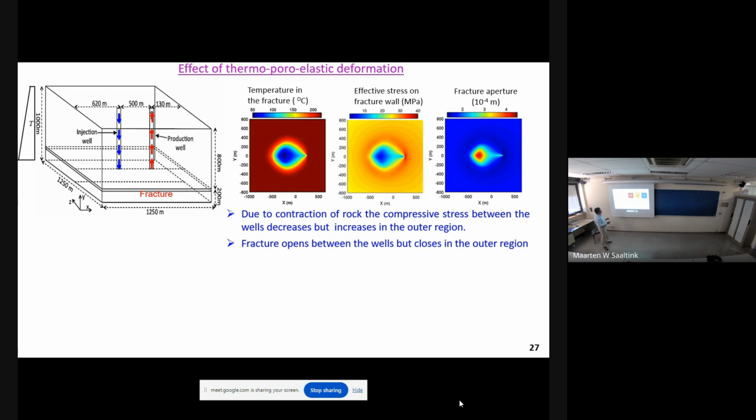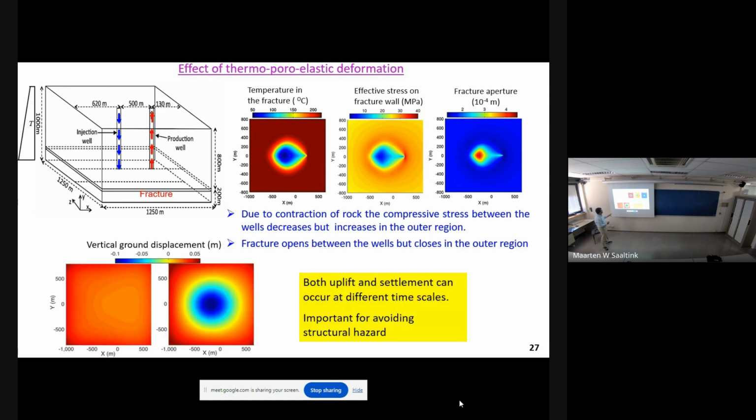If that happens, this also confines the flow field. I'm not showing the velocity vector plots here, but I am telling you that velocity vectors will only be seen here. Outside this, there will be no flow. The vector length will be so small, it is no flow. So cooling will happen much faster, and the production temperature will also drop much faster.